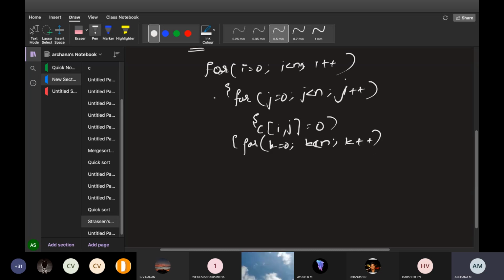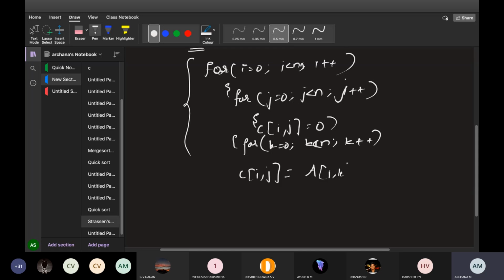Do you remember this? This is normal matrix multiplication using our C language. C of I comma j equals C of I comma j plus A of I comma k star B of k comma j. This is a simple thing I am taking. You can even write this one also. This is how we multiply. This is the algorithm we have for matrix multiplication.